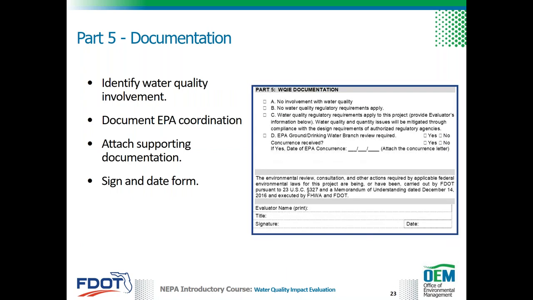Part 5 describes the documentation required. Identify the appropriate level of involvement by selecting the appropriate boxes A, B, or C. In Box D, identify if EPA has reviewed and attached the concurrence letter. Print your name, and sign and date the form. Remember that requirements sometimes change during the life of the project and may require changes in the project.